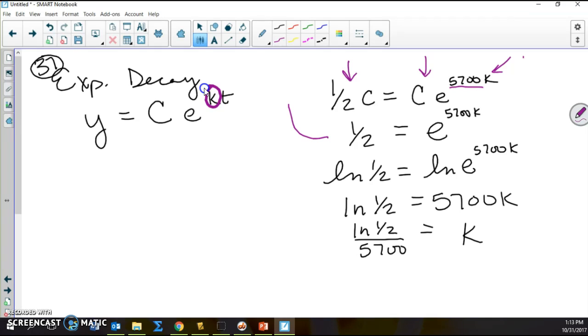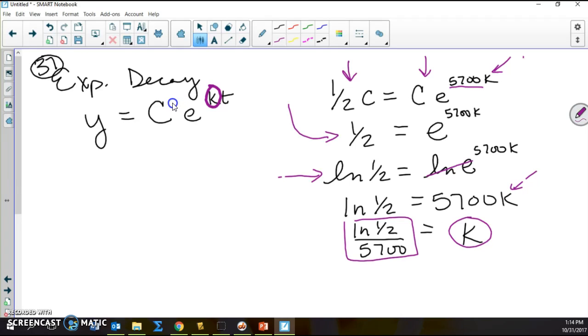In solving this equation, dividing both sides by c leaves us with the equation 1/2 is equal to e to the 5,700k. Solving for k, we take the natural log of both sides and end up with natural log of 1/2 is equal to natural log of e to the 5,700k. And this being the inverse property, we're left with 5,700k on the right-hand side. Solving for k, in our last step, we get k is equal to natural log of 1/2 divided by 5,700.